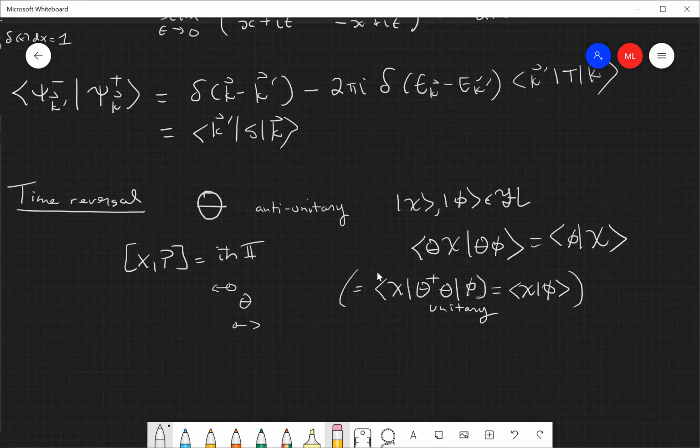And because P goes to minus P and X stays the same, that's not good, because it means that under time reversal, this commutation relation will pick up a minus sign. So it's not good, and you don't want to do that. You want the commutation relation between x and p to be the same under time reversal. So that's why it must be an anti-unitary operator.